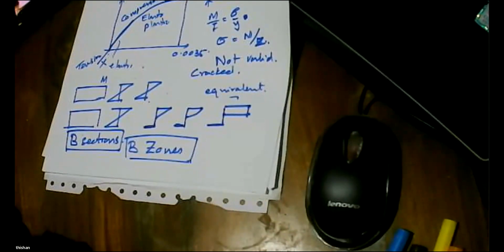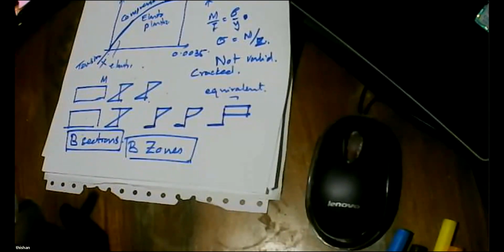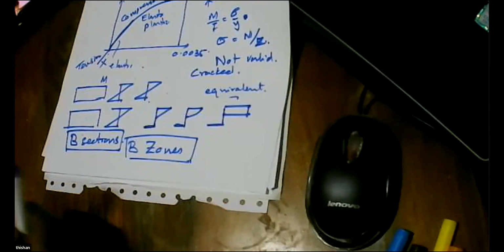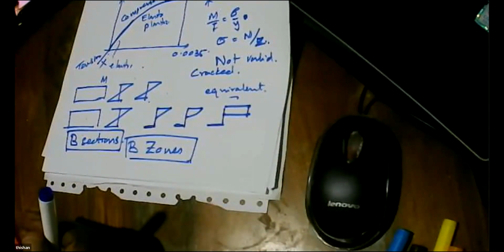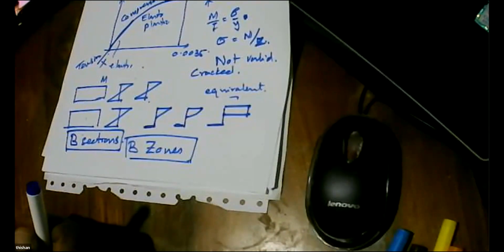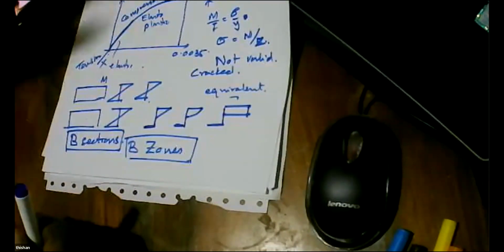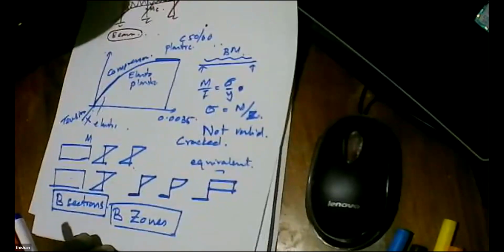So you have to keep in mind there is something called B zone. B zone is a zone where the bending formula is applicable. Plane sections remaining plane is applicable. So you can readily use all your equations. And then there are other zones where this plane sections remaining plane is not applicable. So I'll show you some examples.